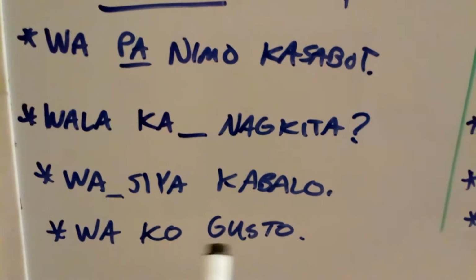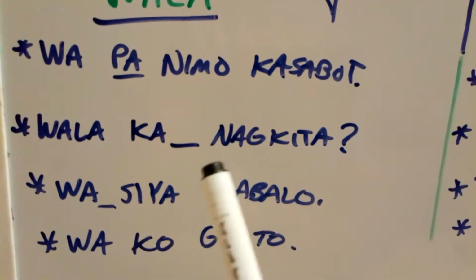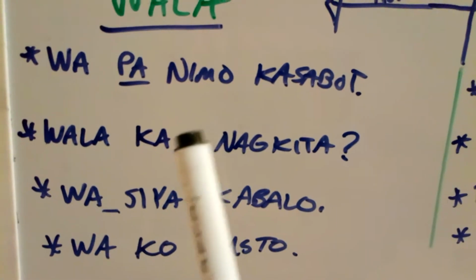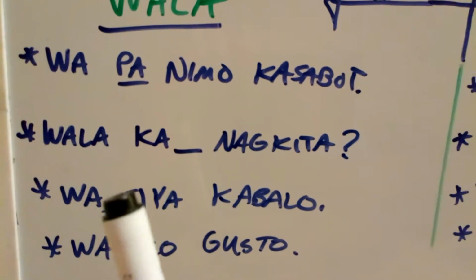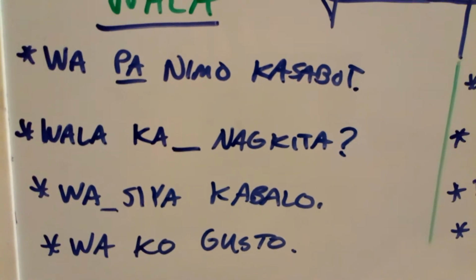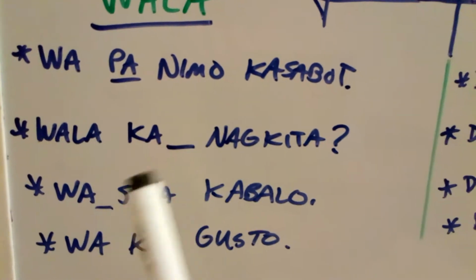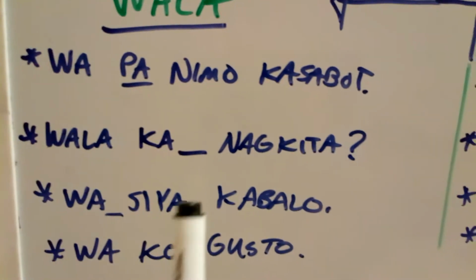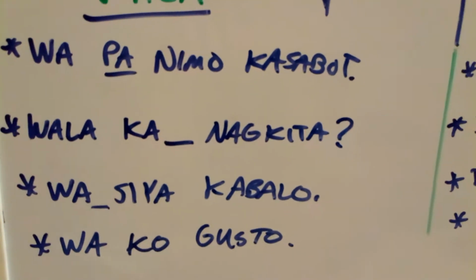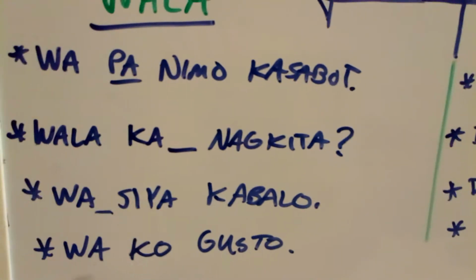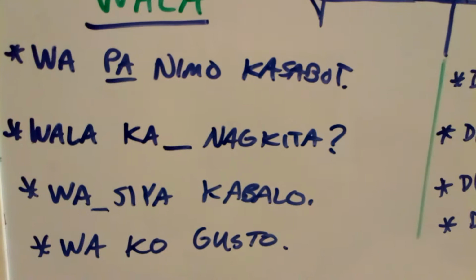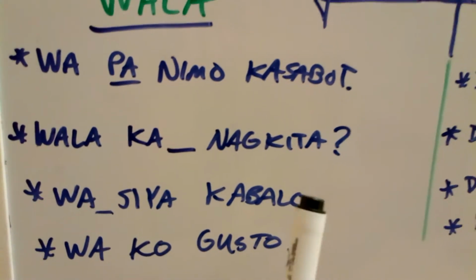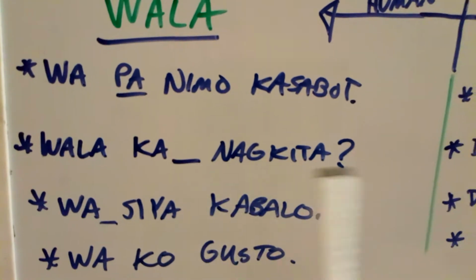Next one is wala ka, and I left a blank because that pa is optional, but the enclitic particle pa will help big time with giving context clues about how it's in the past besides just wala. So wala ka nakita, or wala pa ka nakita, you still didn't see it yet, or yeah, you still didn't see it, right? Wala pa ka nakita, wala ka nakita pa, right? You still didn't see it.